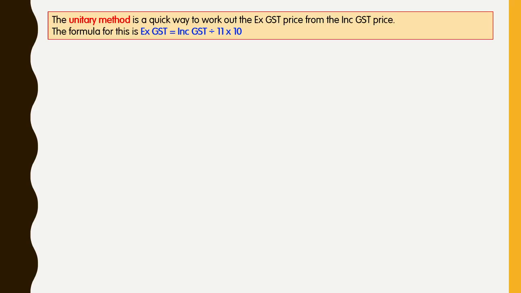Now, if we know the inclusive price, but we want to work out how much tax there is, we have something that's called the unitary method. And it's a quick way to work out the excluded price from the included price of GST. And the formula is the excluded GST is equal to the inclusive GST divided by 11 times 10.